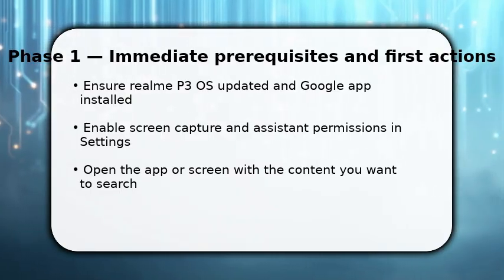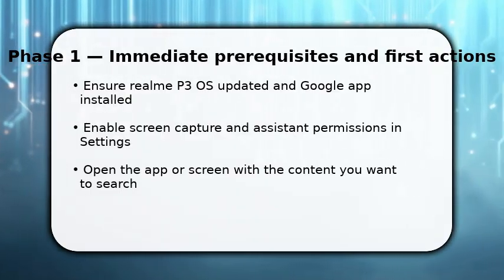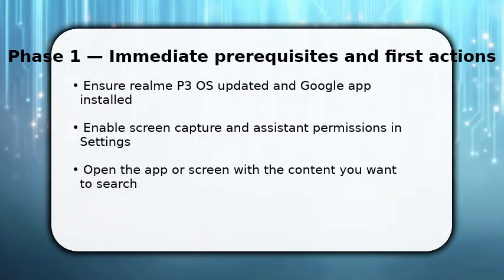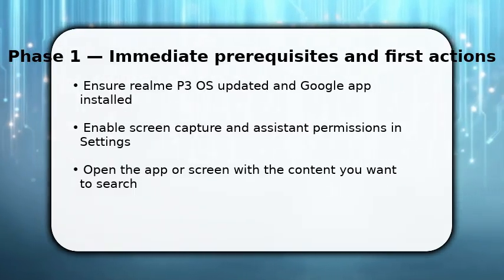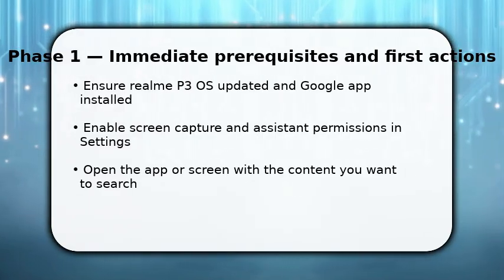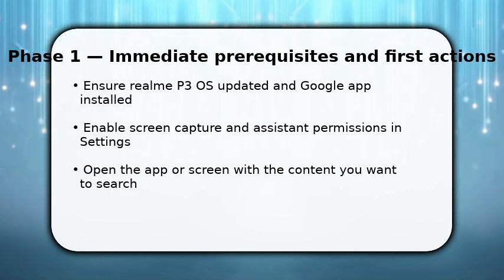Next, activate Circle to Search. Press and hold the gesture or assistant trigger you configured. If not configured, set it in Settings, Accessibility, Shortcuts. Make sure notifications won't block the screen. Then draw a circle around the target area with your finger to start capture.